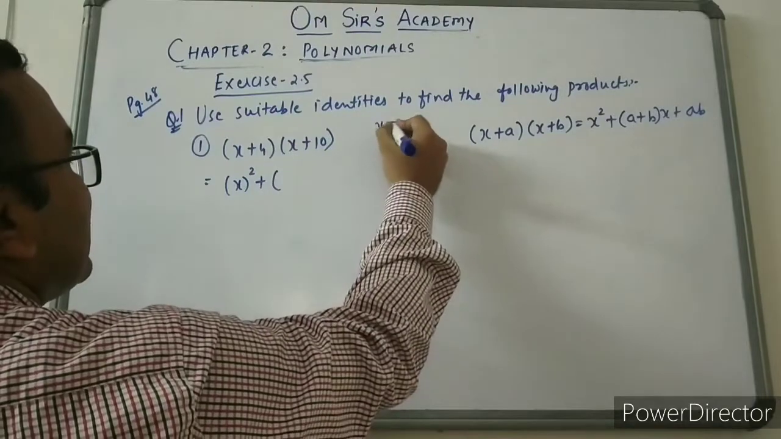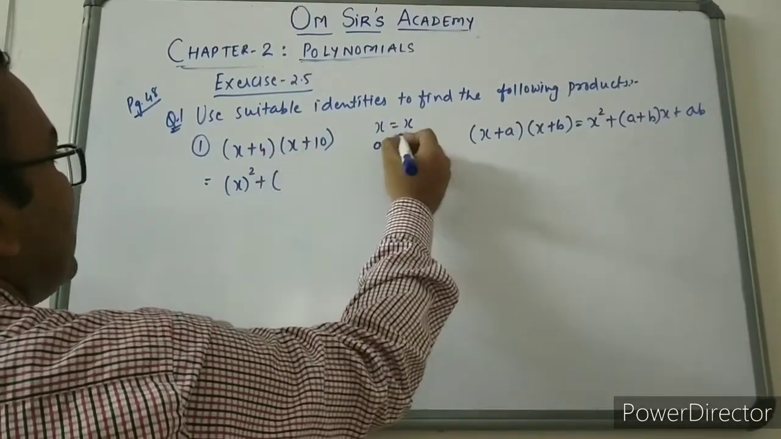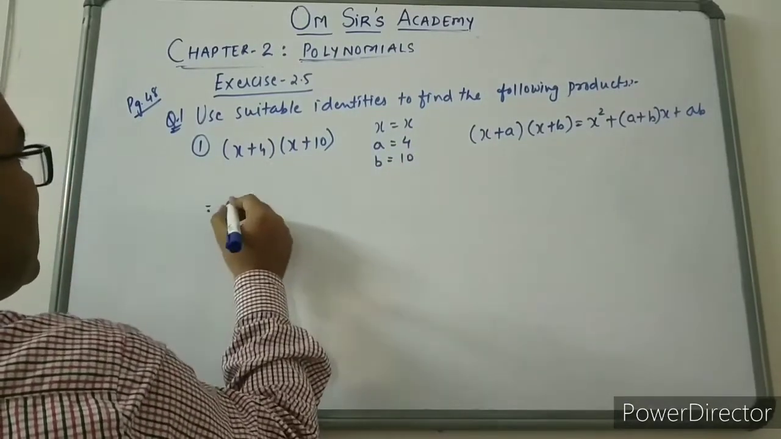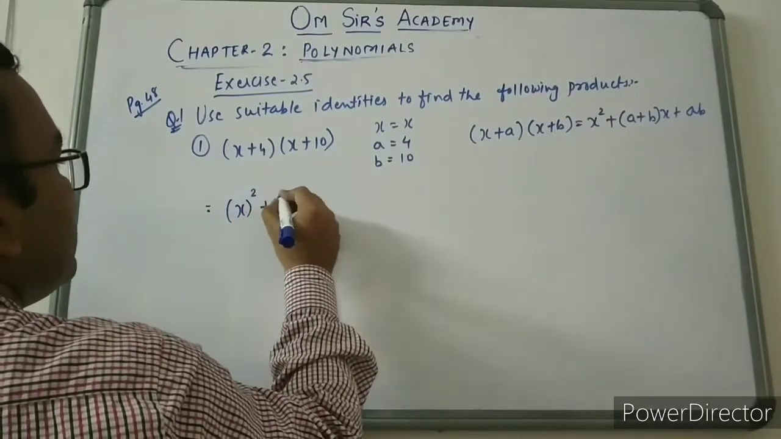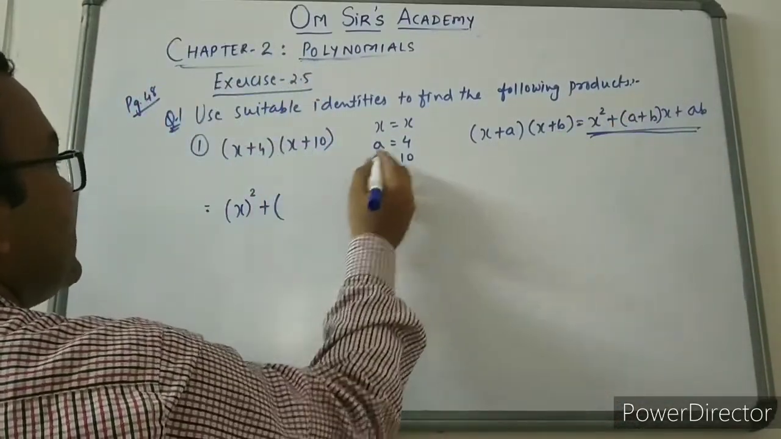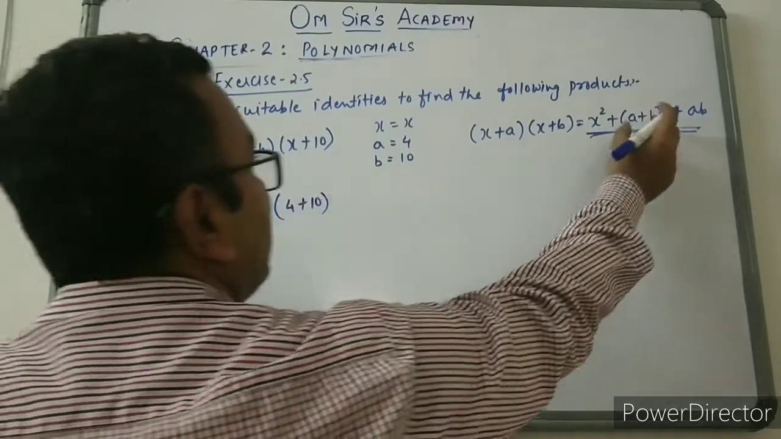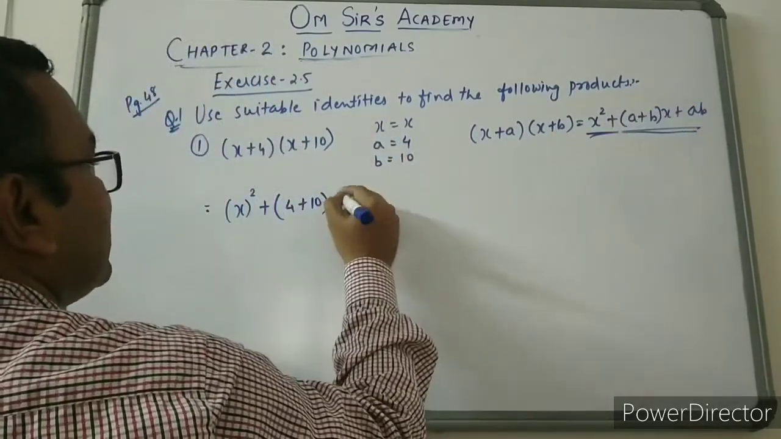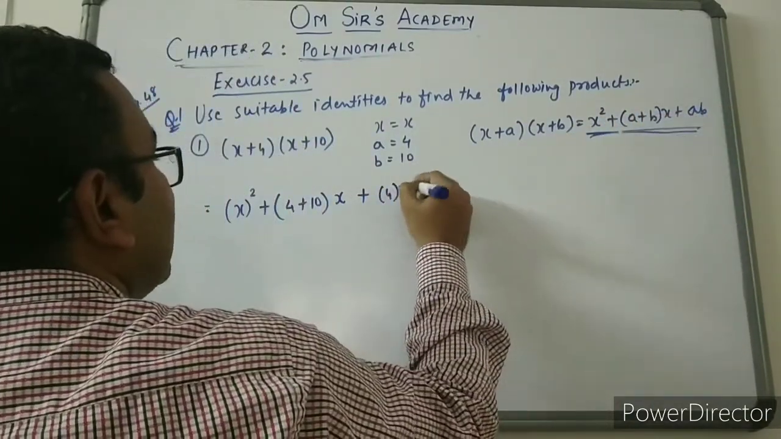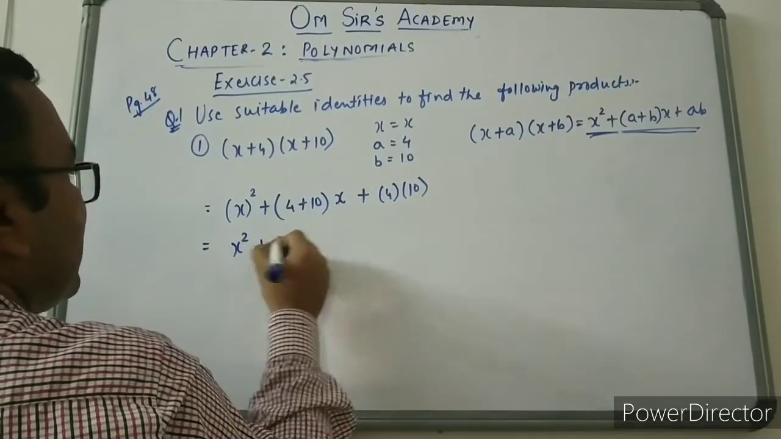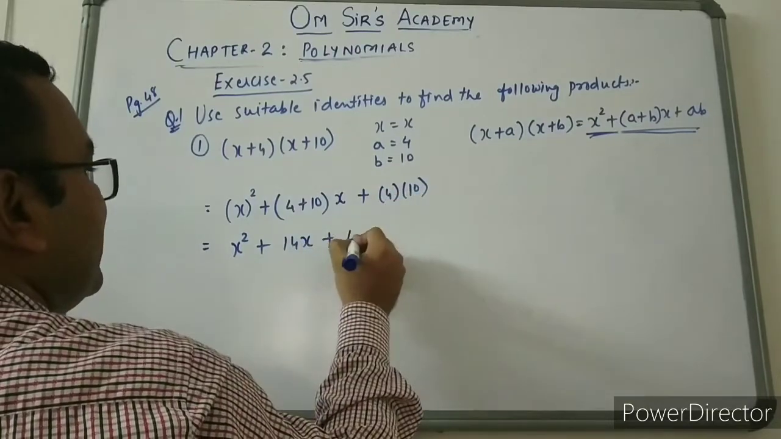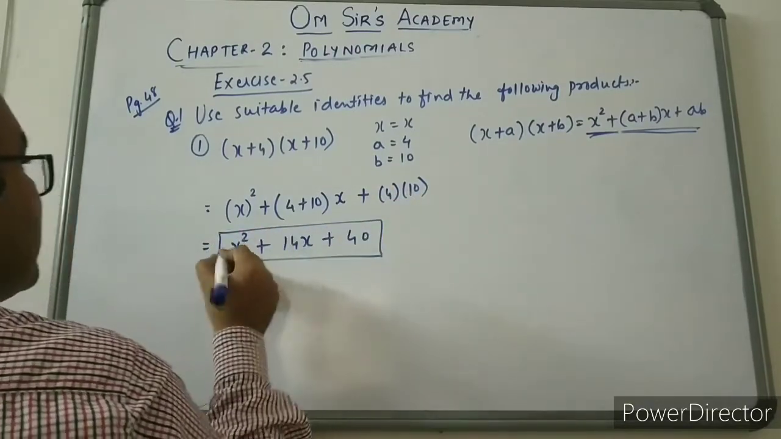Here what is my x? x is x. Instead of a, I am taking 4. Instead of b, I am taking 10. So it will be x² plus (a + b), that is (4 + 10) into x, plus ab. The last term is ab, that is a into b, that is 4 into 10. So it is x² plus 14x plus 40. This is my answer.